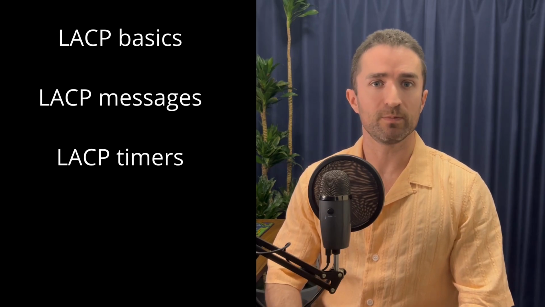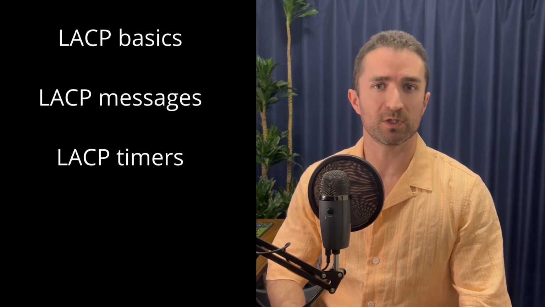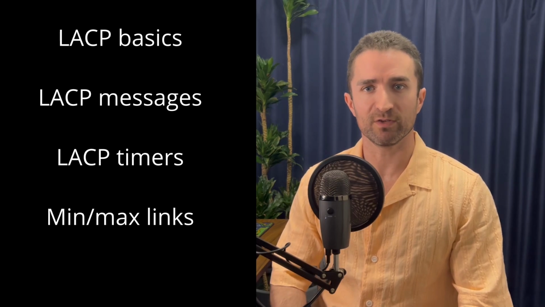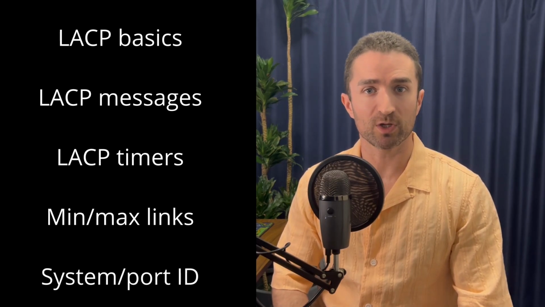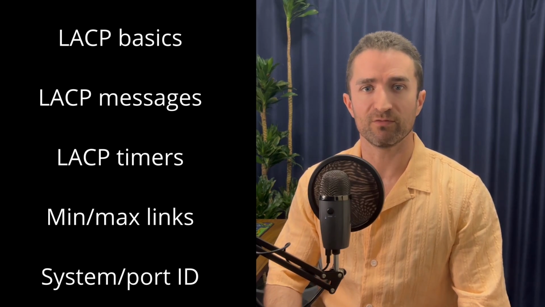Here's what we'll cover. We'll start with an overview of the basics of LACP, including some differences with Cisco's PAgP. Then we'll take a look at the messages LACP sends to negotiate and maintain EtherChannels. We'll then move on to examine LACP's timers. Like PAgP, it has a few timers to control how often the switch sends messages, how quickly it ages out neighbors, etc. Next, we'll look at the minimum and maximum link features of LACP. And finally, we'll cover the LACP system and port IDs, what they're used for, and how to configure them.